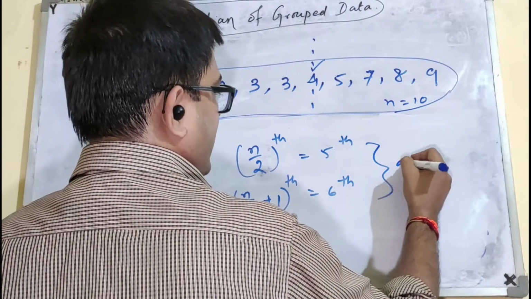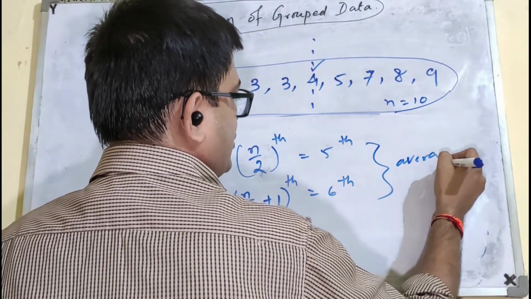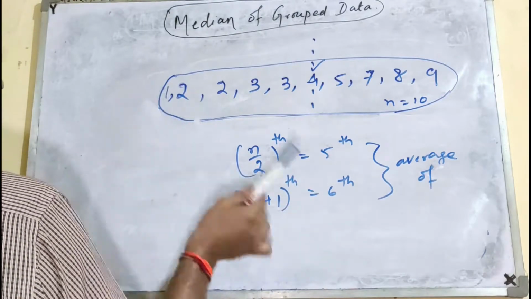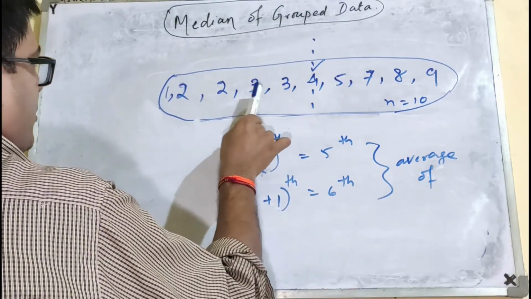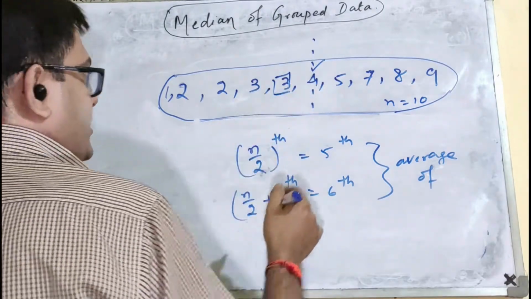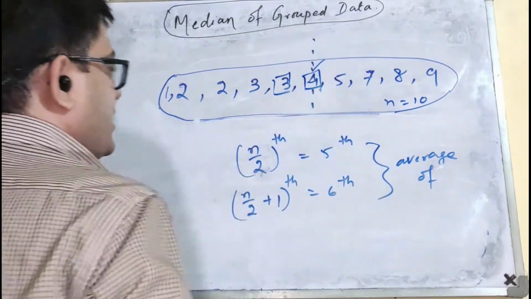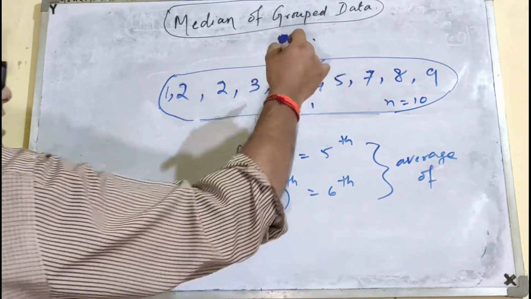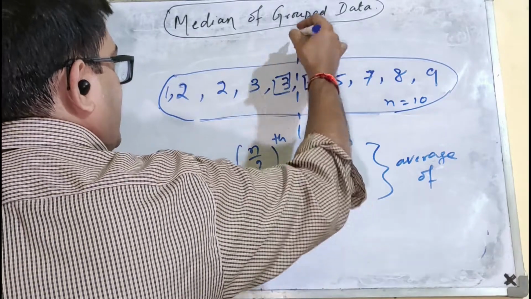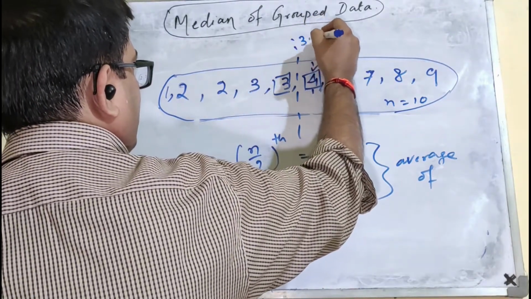So you have to find the average of these 2 points. What are those points? 1, 2, 3, 4, 5. This is the 5th point, and then the 6th point is this. And then you have to average them out. So the median will not lie here. The median will lie here. It will have the value 3.5.